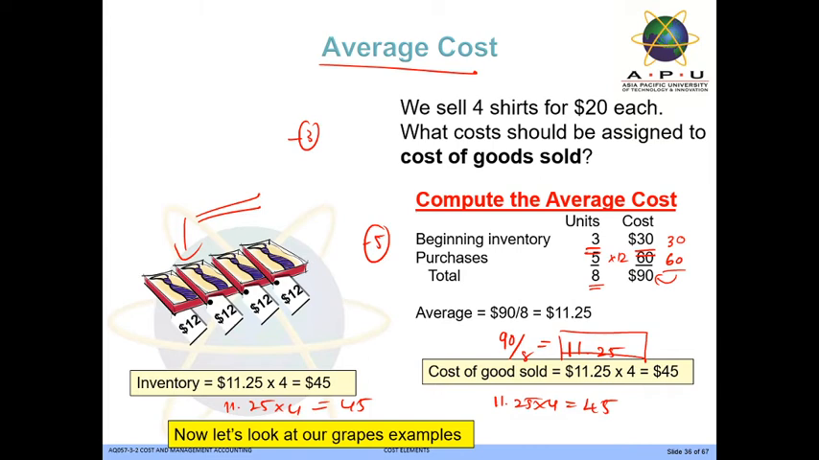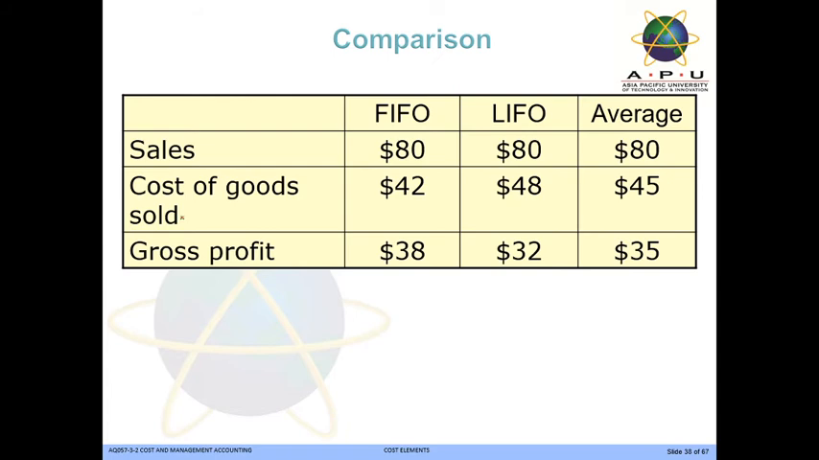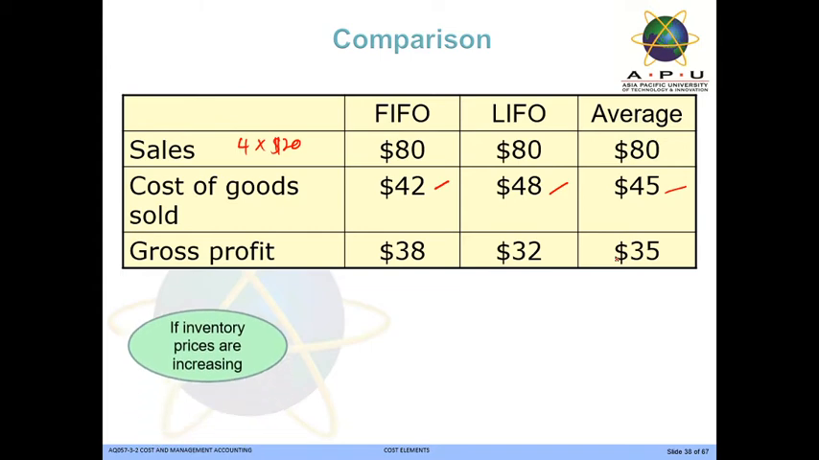FIFO, LIFO, and average cost: compare the effect of the 3 most common costing methods. From here, we already calculated FIFO, LIFO, and average, because we managed to sell 4 at the price of 20. So the sale price is 80, but the cost of goods sold is different. FIFO we get 42, LIFO we get 48, average we get 45. So from here gross profit is different. FIFO gross profit is 38, LIFO is 32, average is 35.